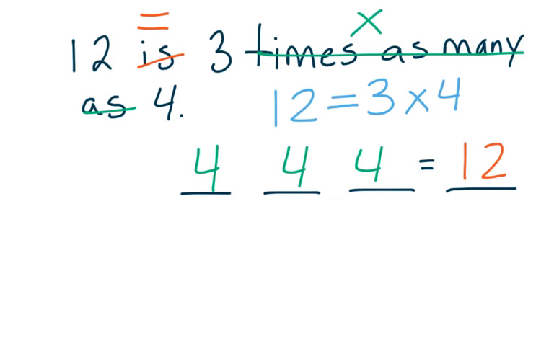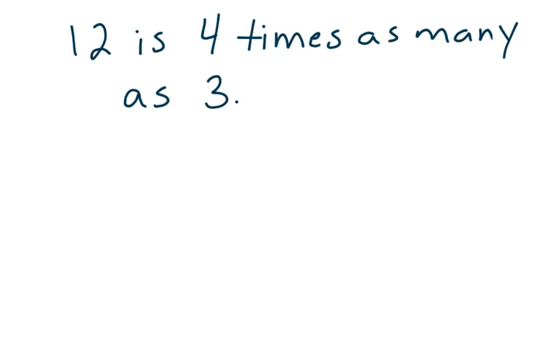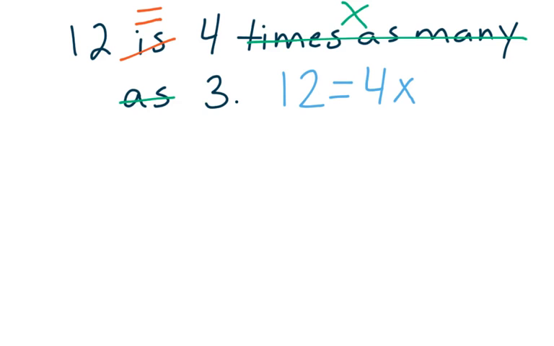Let's look at this statement again, but flipped around so its words look a little different. 12 is 4 times as many as 3. Again, all we're going to do is go into our problem and cross things out and make it easier to read. When we see is, that means equals. Times as many as is a multiplication sign. So we could rewrite this problem. 12 equals 4 times 3.